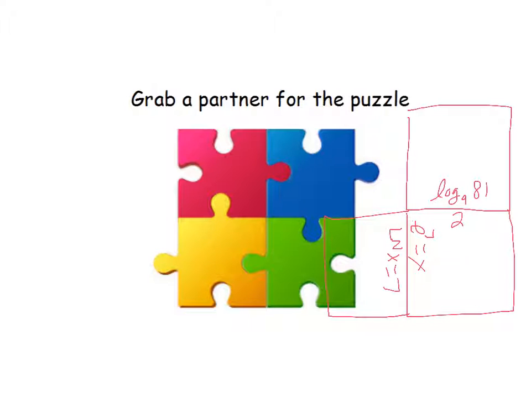And ideally, the 16 pieces go back together in a nice 4x4 grid. You need to grab a partner and work on that puzzle together. When it's finished, have the teacher check it and turn it into the tray. Once it's done and turned in, then you can grab out your homework for this lesson. This is 3.3 on logarithms, and you can work on that. All right, good luck.